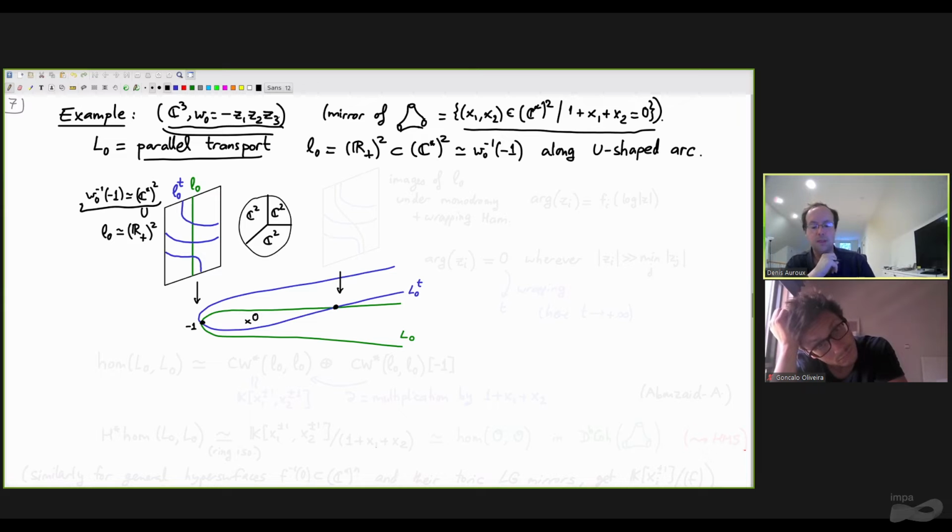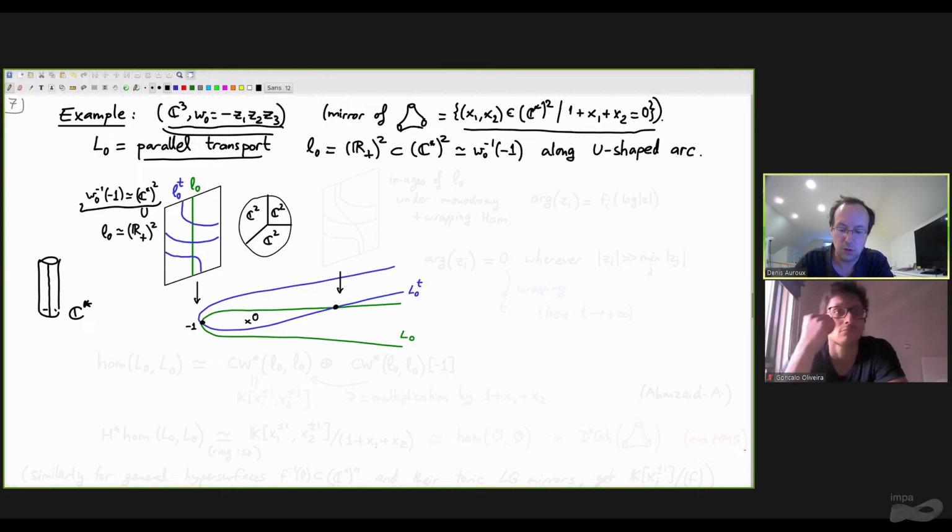So fiber-wise, I just want to do wrapped Floer homology in C star squared. This picture is not very instructive. What I mean to draw is, in C star, R plus looks like a ray going through a cylinder, and wrapped Floer homology just perturbs this by a Hamiltonian that pushes it around infinitely many times. So there will be infinitely many intersections. And these actually, the ring structure on that is going to be a ring of Laurent polynomials.